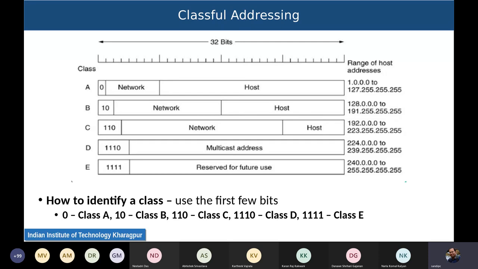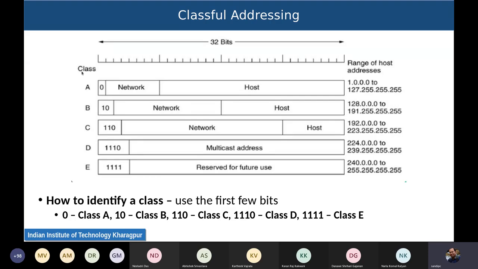If your first bit is 0, that means it is a class A address. That means that the first 8 bits are the network address. If it is 1, 0, then it is a class B address and the first 16 bits are the network address. If it is 1, 1, 0, then it is a class C address and the first 24 bits are the network address. Now in case of class A, it should start from 0 and the first 8 bits are the network address.